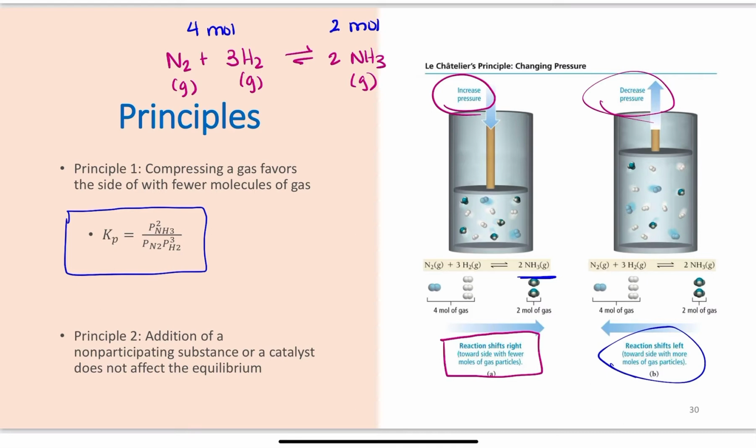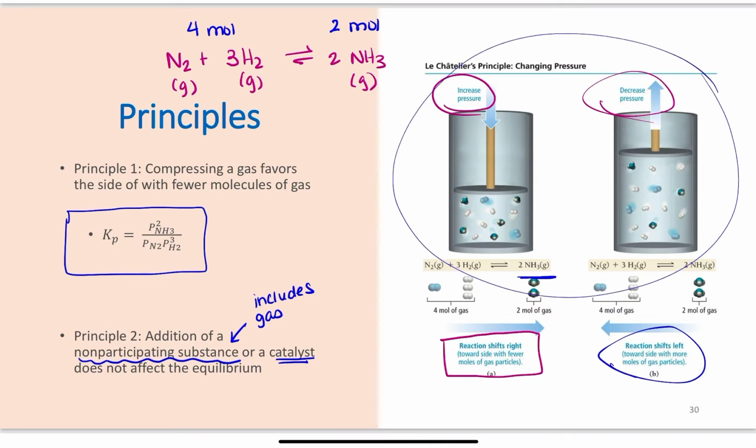Now, the one that throws students off is that addition of a non-participating substance or a catalyst does not affect your equilibrium position. Most students are fine with the catalyst because catalysts just find a faster pathway to reach your ending point, which in this case is an equilibrium. But a non-participating substance, this could be a gas. If I added helium gas to this here, it would have no effect.